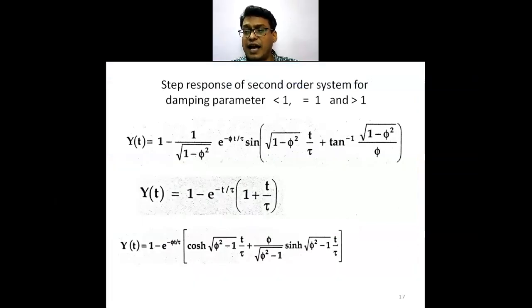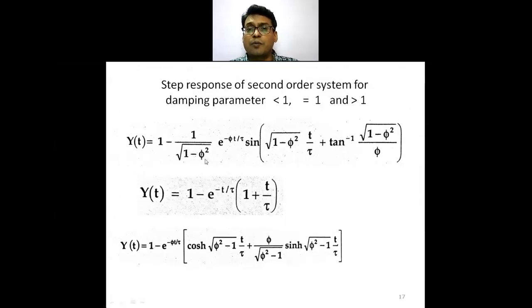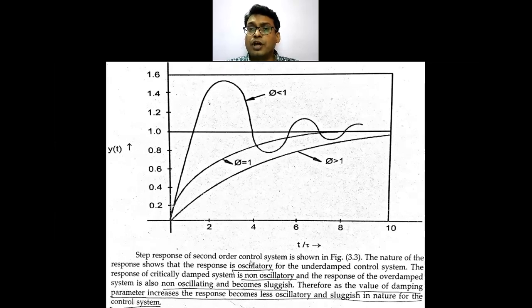Response and its analysis. So the first case, phi less than 1, has y(t) equal to 1 minus 1 upon root of 1 minus phi square, e raised to minus phi t upon tau, sine of root of 1 minus phi square into t upon tau plus tan inverse of root of 1 minus phi square upon phi. Then for phi equals 1, y(t) is equal to 1 minus e raised to minus t upon tau into bracket 1 plus t upon tau, and then phi greater than 1. This is your equation.